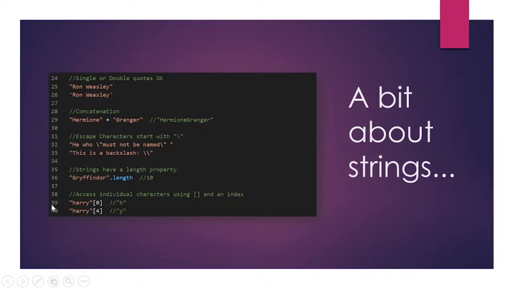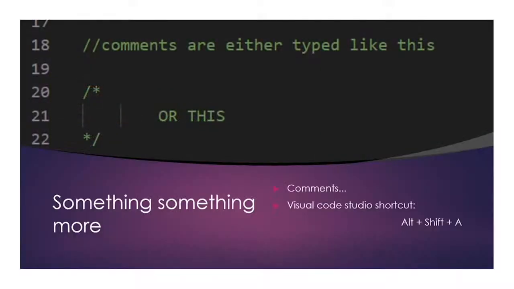And you can also access particular individual characters by using these square brackets at the end of it. And as I told you, JavaScript is 0 indexed, so we start off with 0 and it goes up to 4. So it's 0 and it gives h. If you type 4, it gives y.